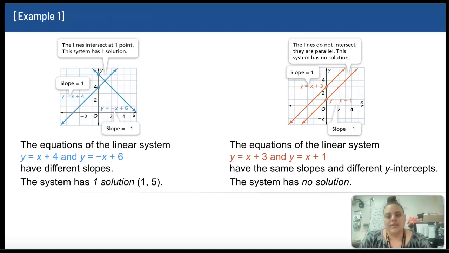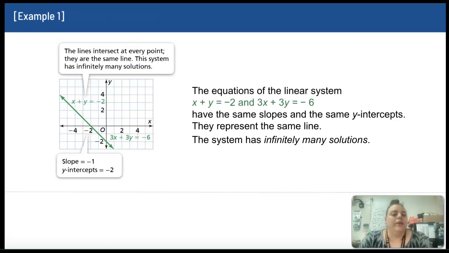For the red lines, these lines do not intersect, they are parallel. Because they never intersect, this one has no solution. You'll notice that the slope for both of these is the same. They both have a slope of 1. However, they have different y-intercepts. One is +3 and one is +1. So they have the same slopes and different y-intercepts, and that's how we can look at the equations to know that there is no solution.